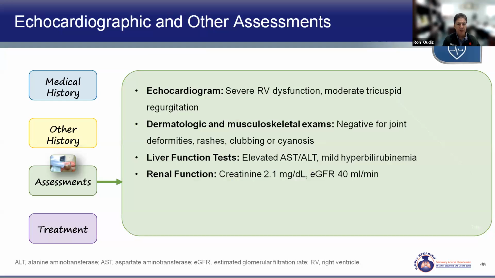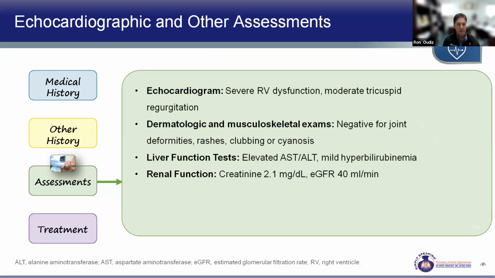In this patient, there's severe RV dysfunction. Again, I always make sure that I look at the echo myself. Don't look at a report. Go look at the story that the echo tells, the picture that the video tells. Patient has moderate TR, no joint deformities, rashes, clubbing, or cyanosis.